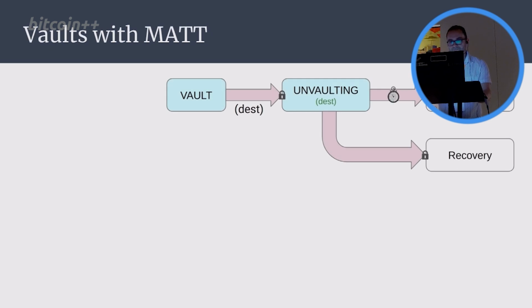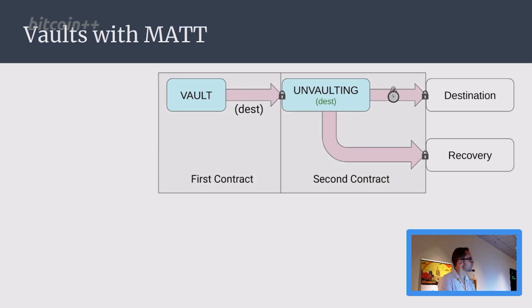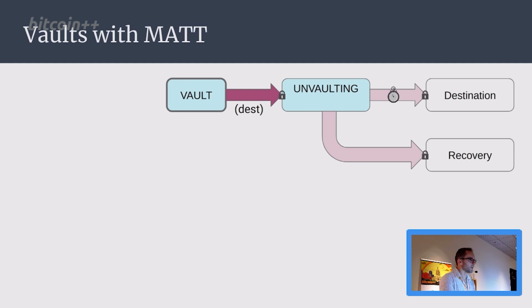And so if we think about the framework we have at hand now with sMATT, we can build these state machines quite directly. We have these two contracts. So the first contract is the vault, and the second contract is what we call unvaulting. So whatever happens outside, it's outside of our smart contract at this point. And so how do the spending conditions look like?